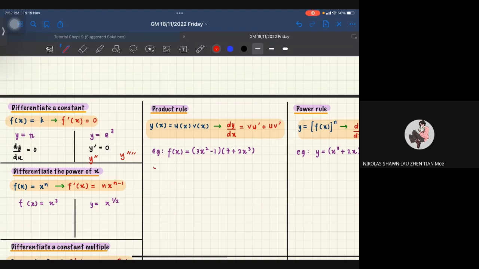So saya rasa kita akan tulis dia y kuasa 4 macam ni ke? Saya lupa lah macam mana. Okay, tak apa, nanti saya get back to you. Jangan ikut saya, sekarang saya tengah ada slide.